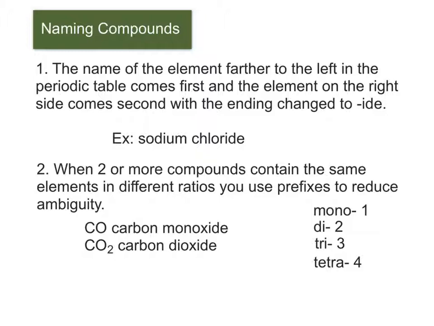And you'll find that guideline 2 is really only used when both of the elements in the compound come from the upper right-hand corner of the periodic table, which is where the nonmetals are. So when there's a metal present, like sodium above here, we don't use the prefixes.